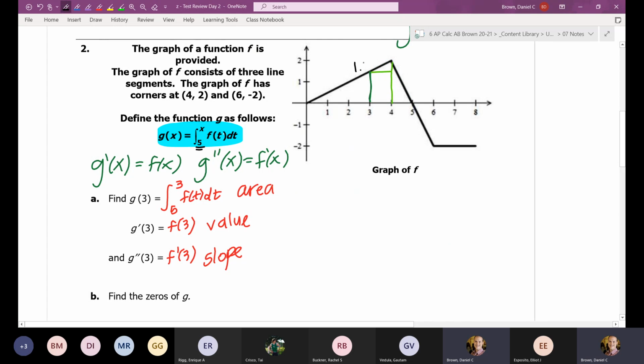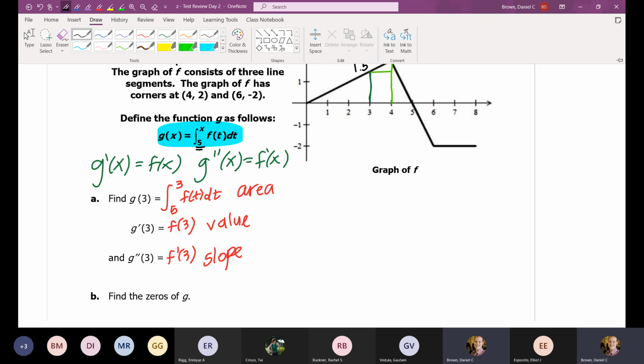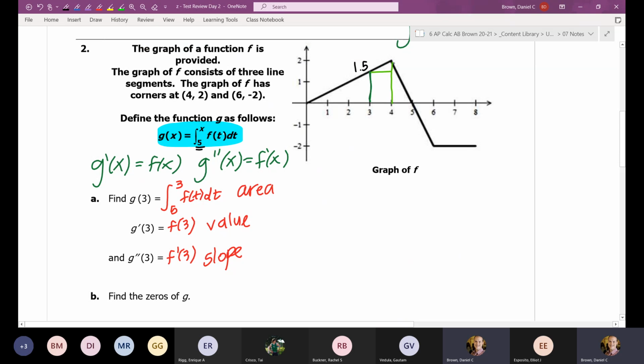On your test, I am not going to make it that ugly of a number, to be completely honest. I will make sure it lands on a whole number. But we are having to find the area, so if I wanted to find g of 3, that's the integral from 5 to 3.